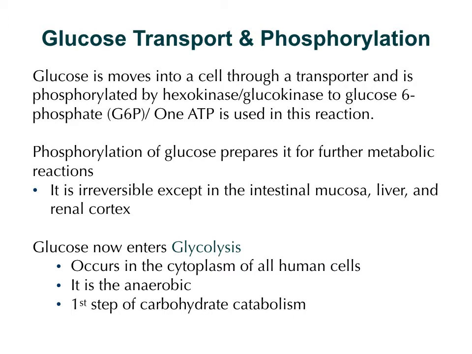And this is irreversible in almost all the cells except for those of the intestinal mucosa, importantly in the liver and in the renal cortex. So now that glucose has been phosphorylated, it is ready to enter glycolysis. And glycolysis is a series of reactions that will extract the energy from glucose by splitting it into two 3-carbon molecules called pyruvate. Glycolysis is an ancient metabolic pathway which evolved a long time ago, so therefore it is found in a great majority of organisms that are alive today.